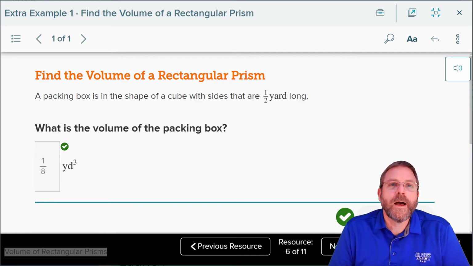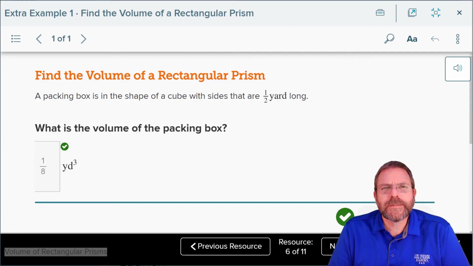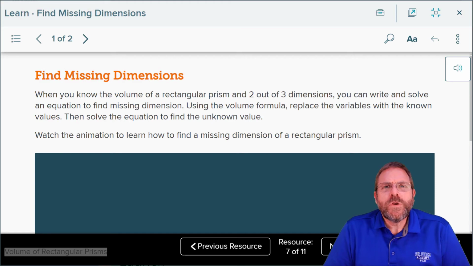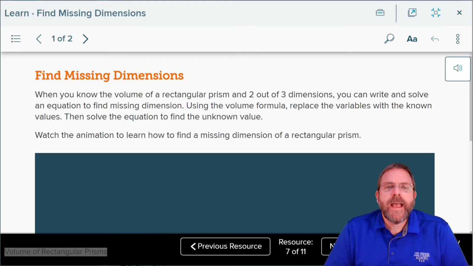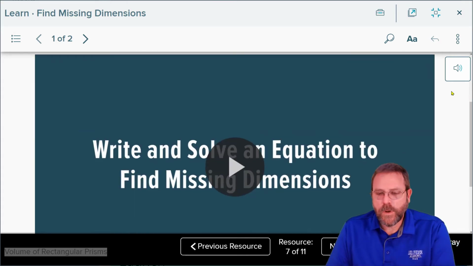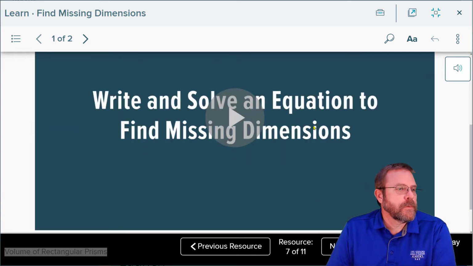Super quick, knocked out the whole thing in about 1 minute's time. But what if we knew the volume and we knew 2 of the 3 side lengths? How could we use that information to find out the missing side length? Let's watch this video here and find out.